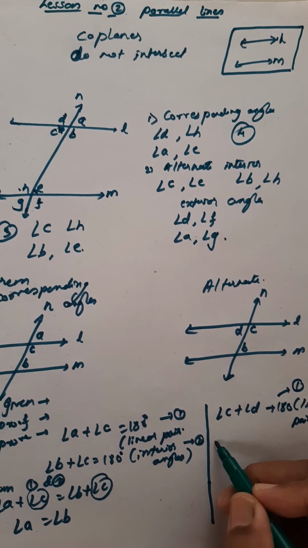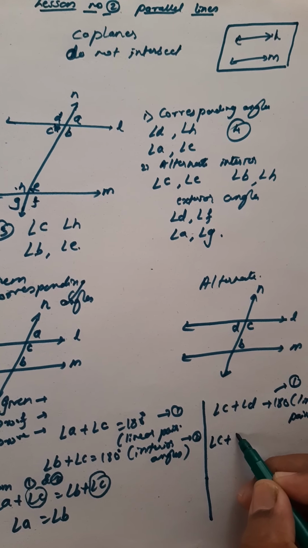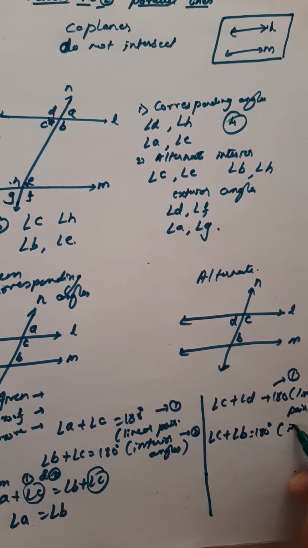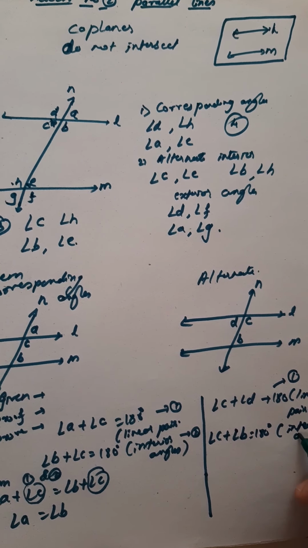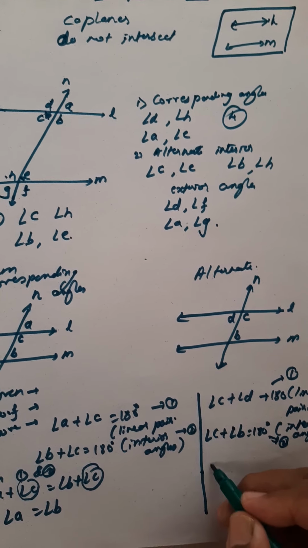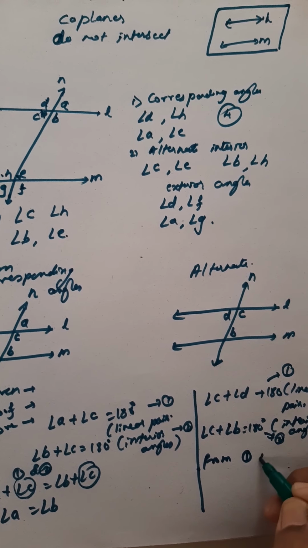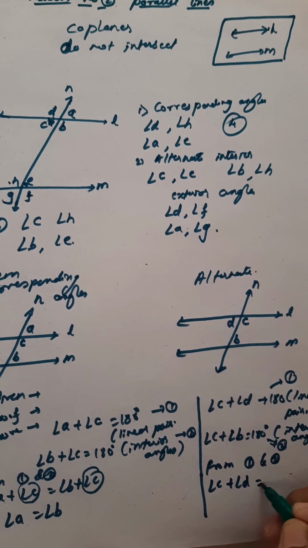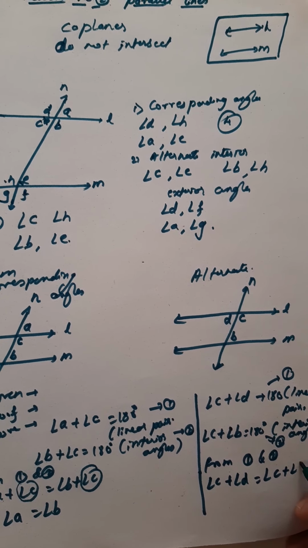Understand this? Now again, angle C plus angle B is equal to 180 degrees. Property of interior angles, equation number 2. Now from 1 and 2, what will we get here? Angle C plus angle D is equal to angle C plus angle B.